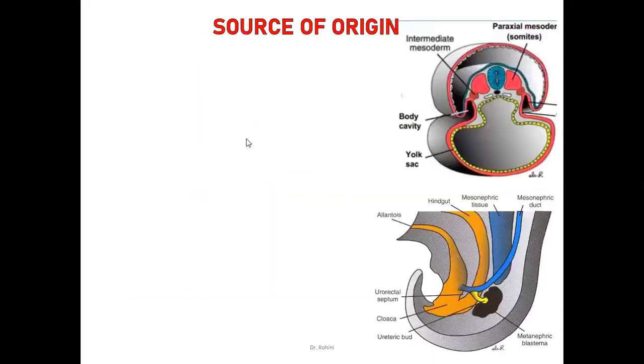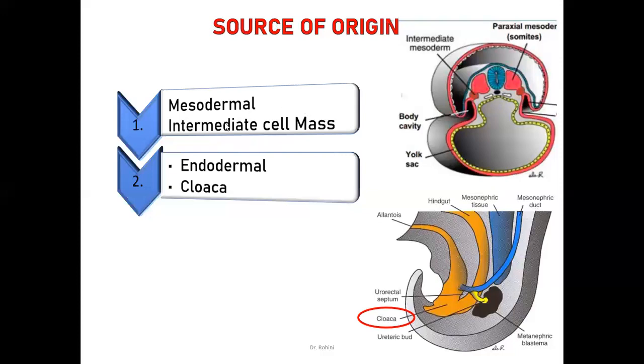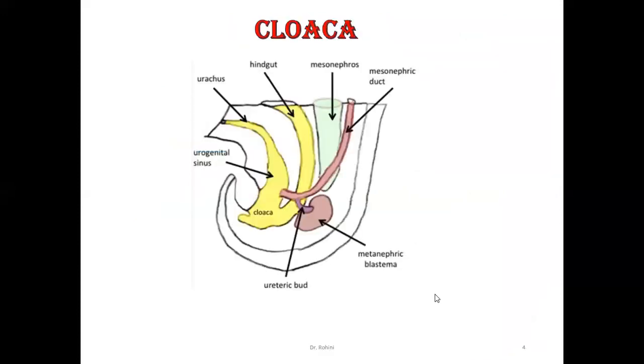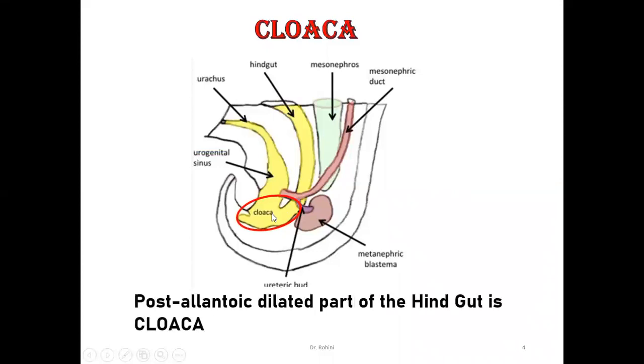Okay, so as we discussed earlier, we have mesodermal origin, which consists of the intermediate cell mass, which gives rise to pronephros, mesonephros, and metanephros. And the second important thing, which we are going to discuss in detail, is the endodermal cloaca. In this image, we have the hindgut, this yellow part. This is the allantois, which is opening into the hindgut, and the post-allantoic part here is the cloaca. This post-allantoic dilated part of the hindgut is called the cloaca.